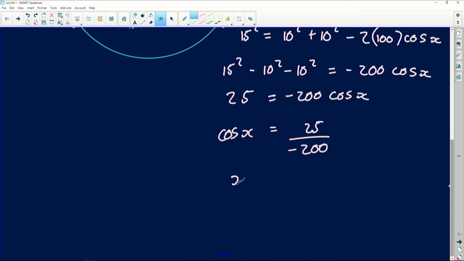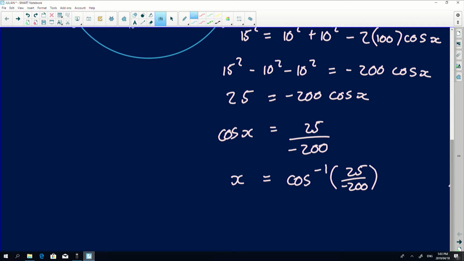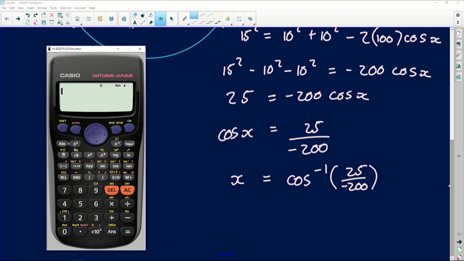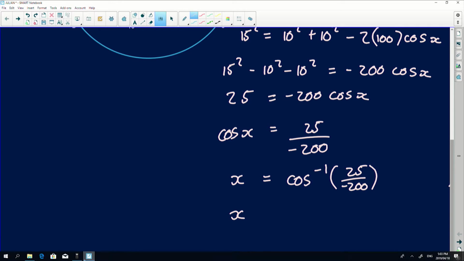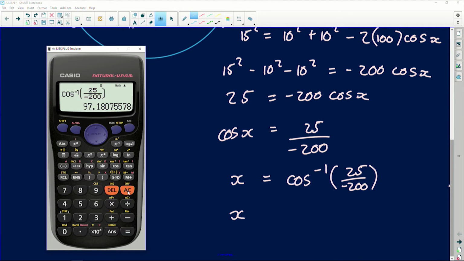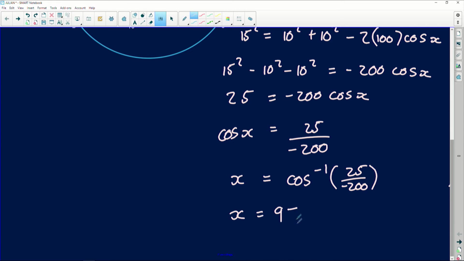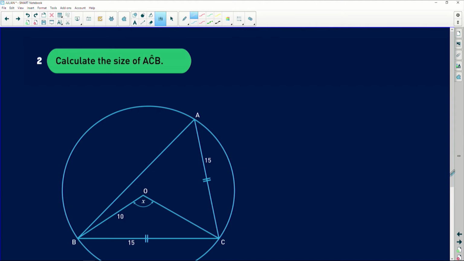So guys, if you want to solve for x, we're going to use arc cos, the inverse function of cos, which is going to be 25 over negative 200. So using my calculator for this, I'm going to have arc cos of 25 over negative 200. And that's going to give me a value of x equal to 97,18 degrees. Okay, great. 97,18 degrees.